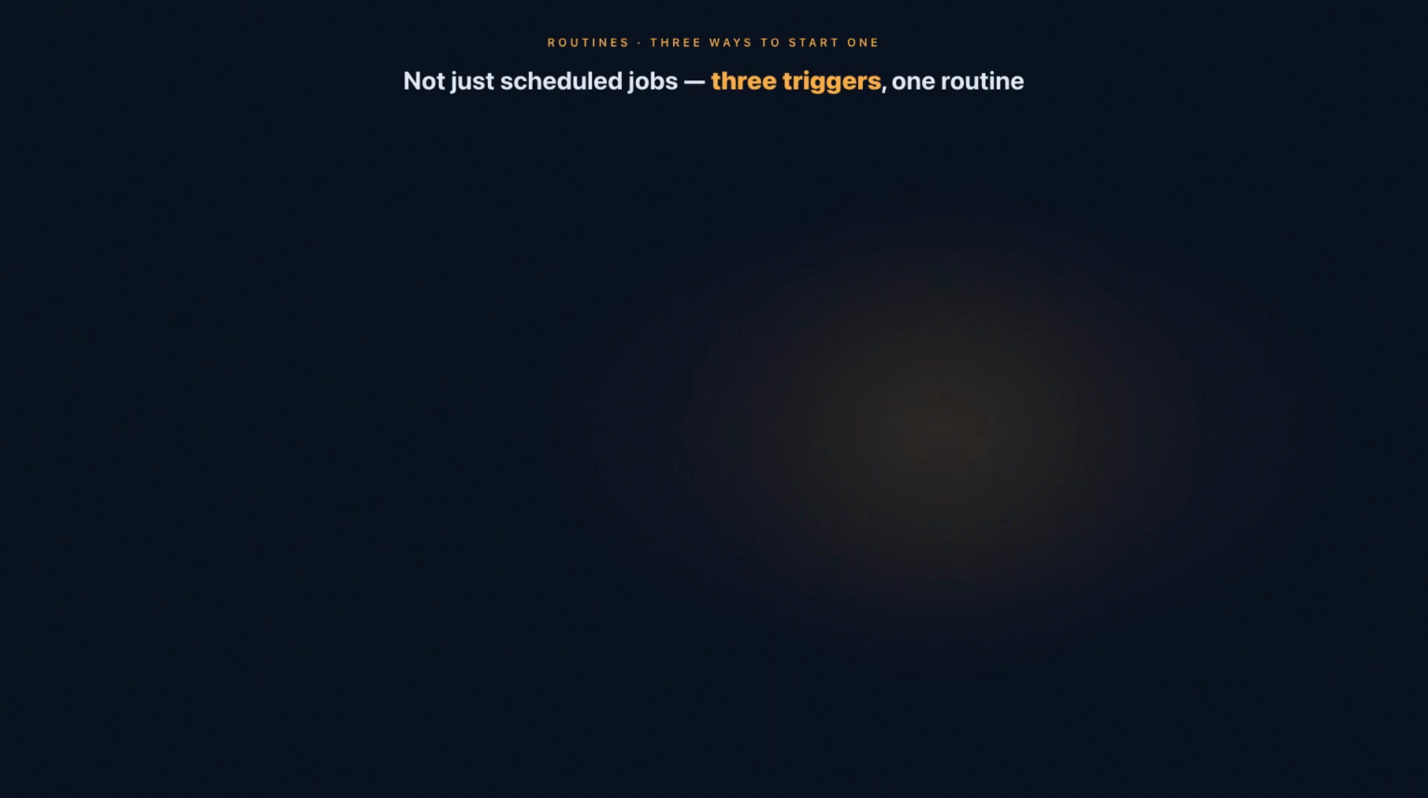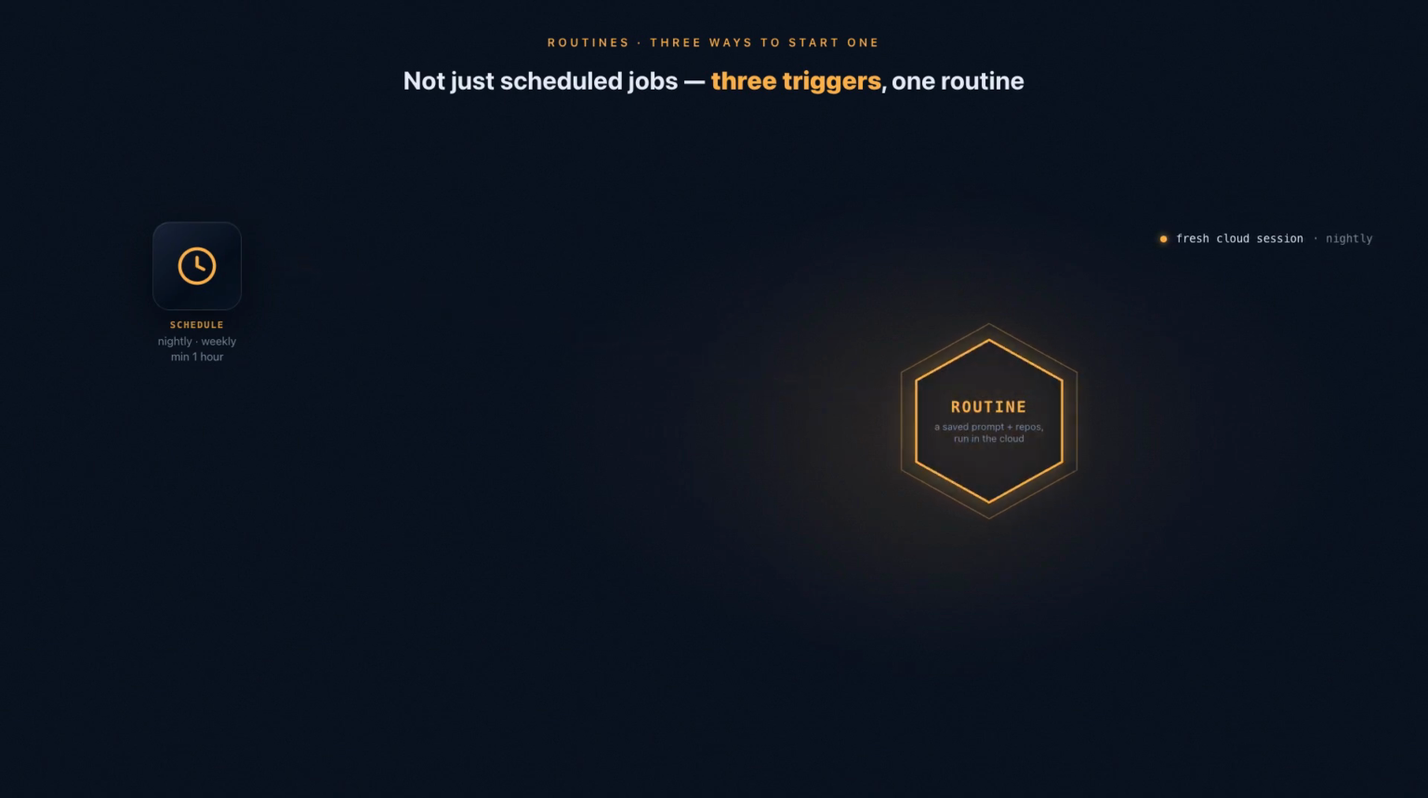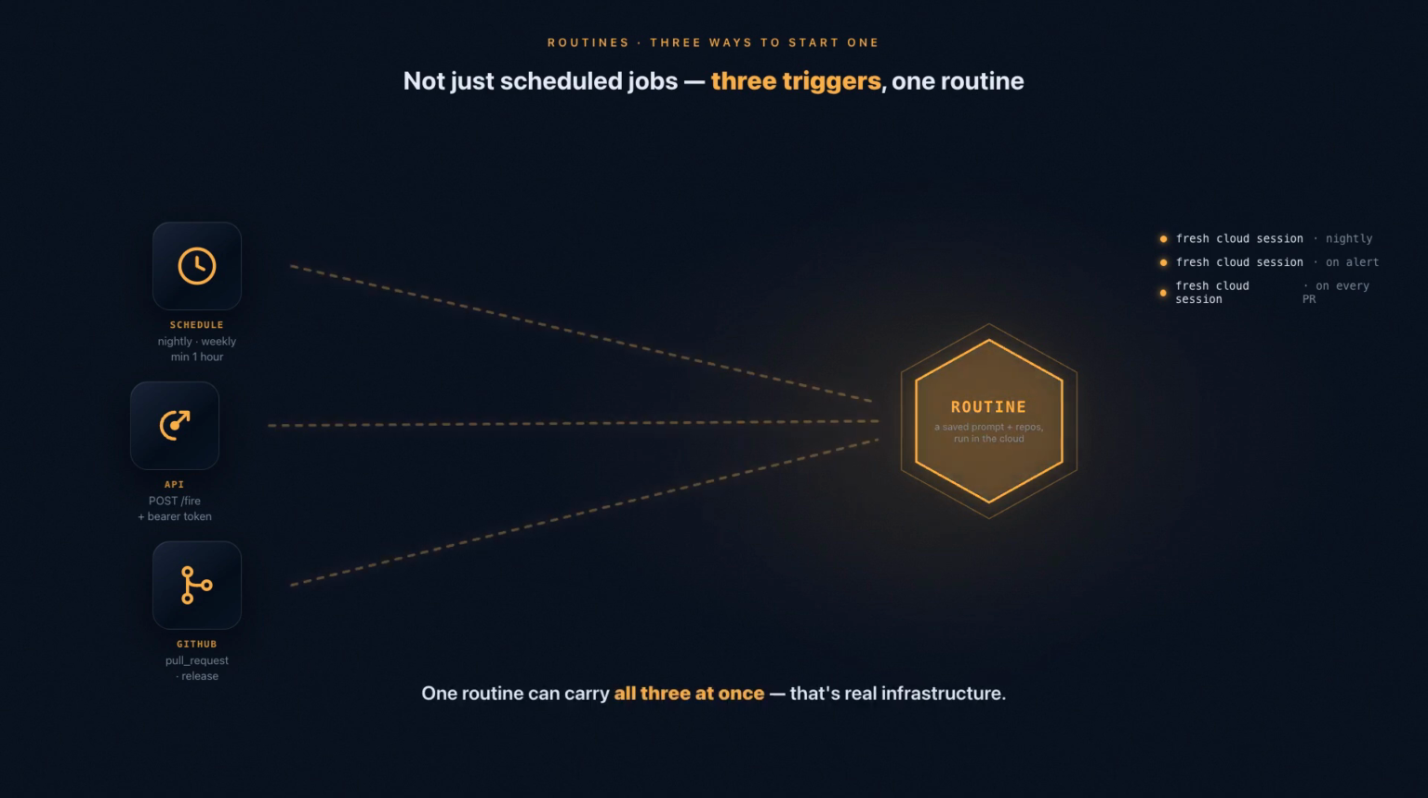I assumed routines were just scheduled jobs. They're way more flexible than that. And once I saw the 3 ways to start one, I started wiring them into everything. Schedule: run on a cadence, hourly, nightly, weekly, and the floor is 1 hour. API: every routine gets an endpoint you post to with a token, so your alerting tool or your deploy script can fire it. GitHub: it reacts to pull requests and releases. And one routine can carry all 3 at once. That's where it clicked as actual infrastructure: nightly backlog grooming on a schedule, an alert that opens a draft fix through the API, a review checklist that runs on every PR.